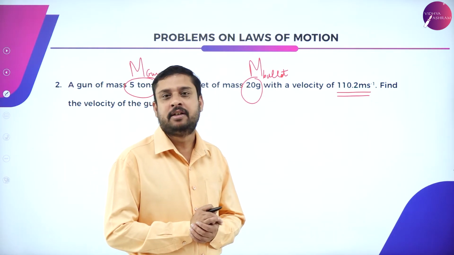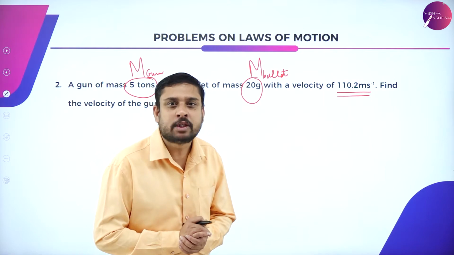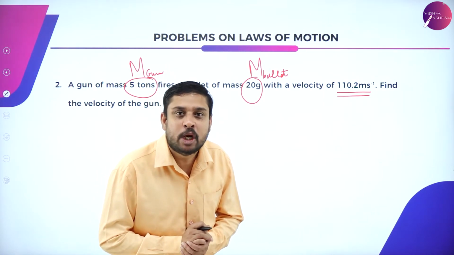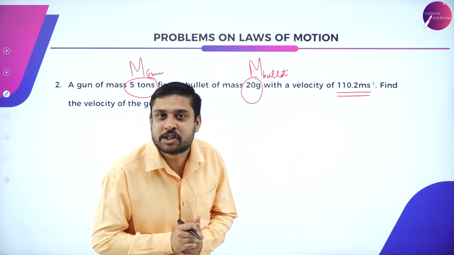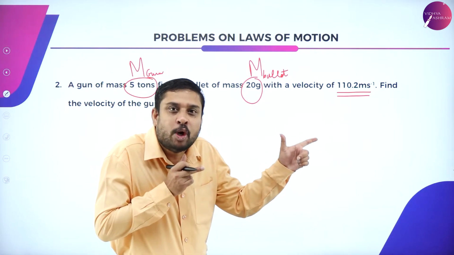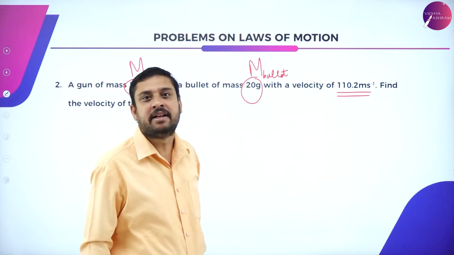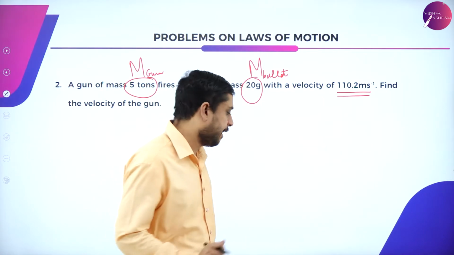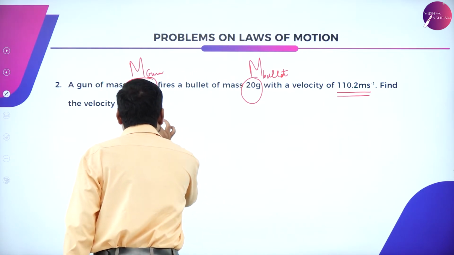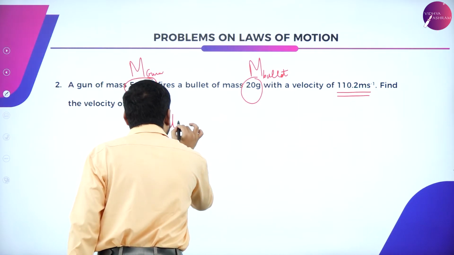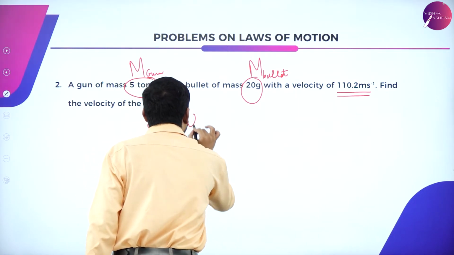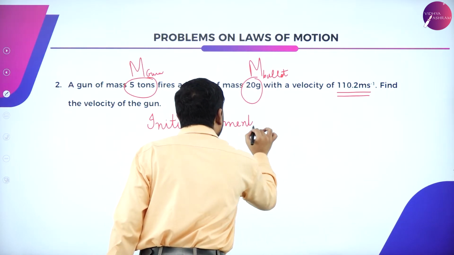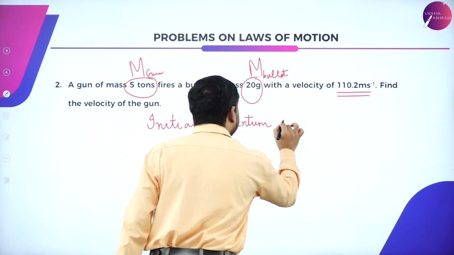Before firing, both the gun and the bullet are at rest, is it not? Before the bullet is shot from the gun, both the gun and the bullet are at rest. Therefore, initial momentum of the system.